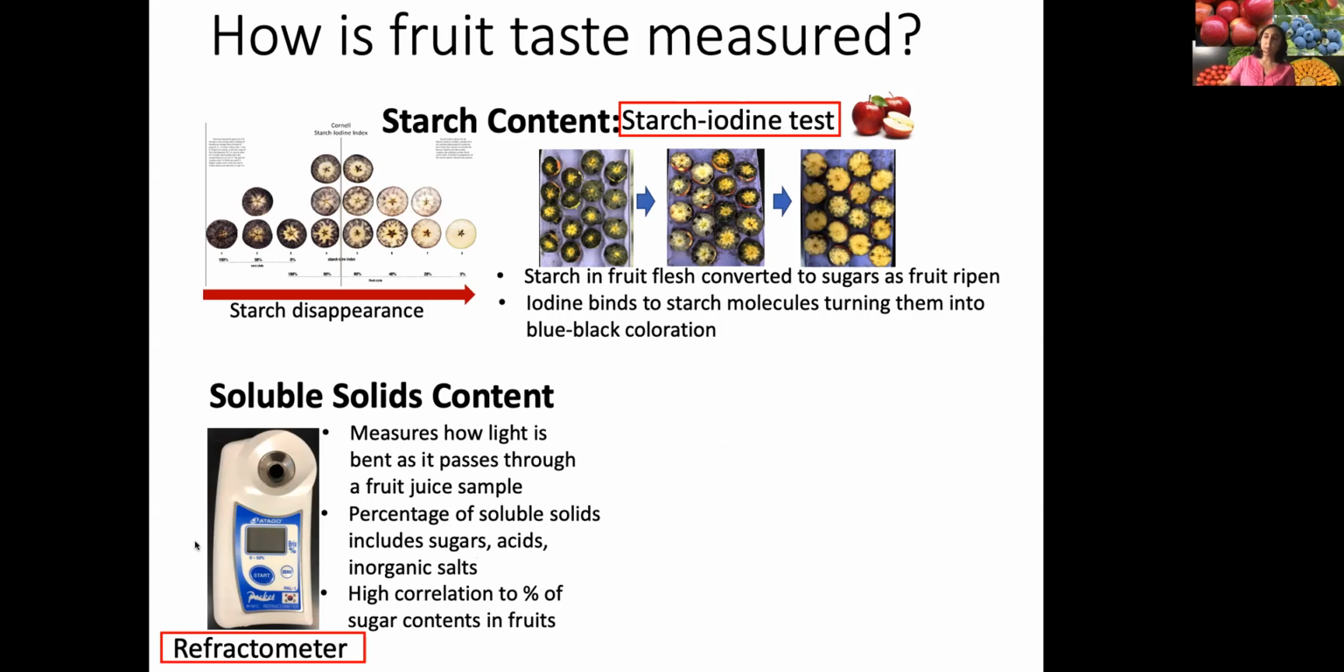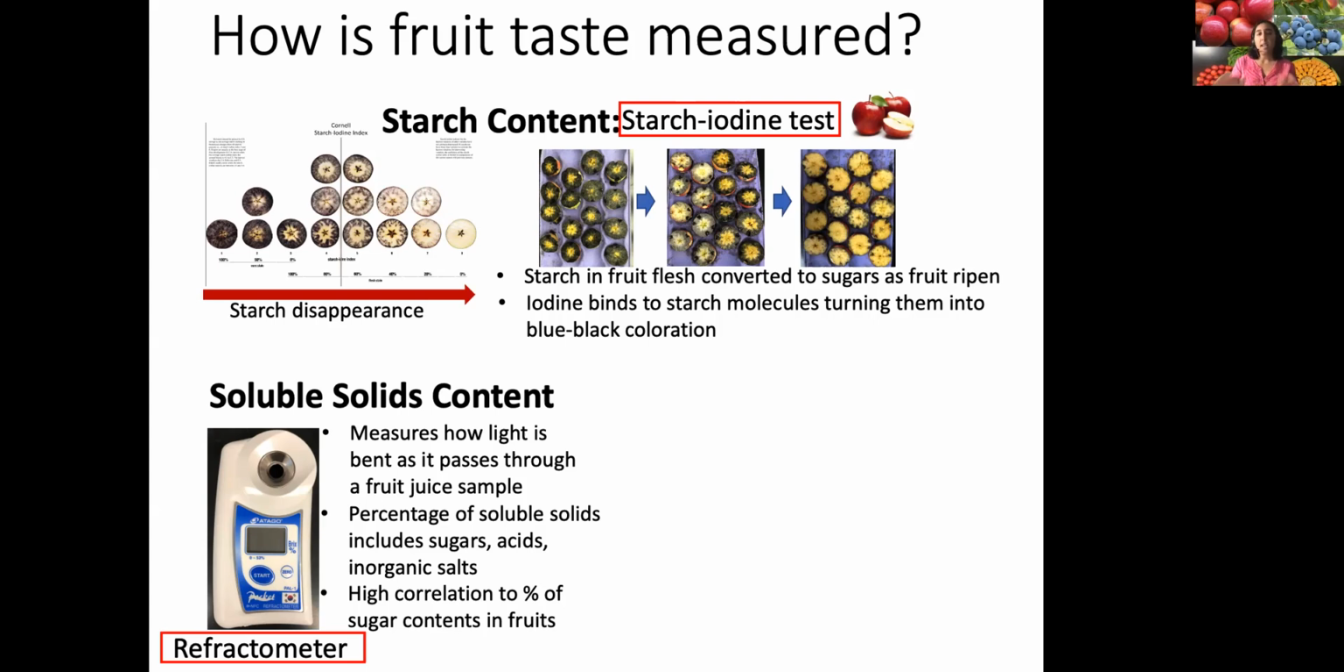Once we do that, we press start. This instrument is capable of measuring how the light is going to be bent as it passes through this fruit juice sample. It is going to measure the percentage of soluble solids, which will include mainly sugars, but also a bit of acids and organic salts, etc. But mainly it's composed by measuring sugar content, okay?